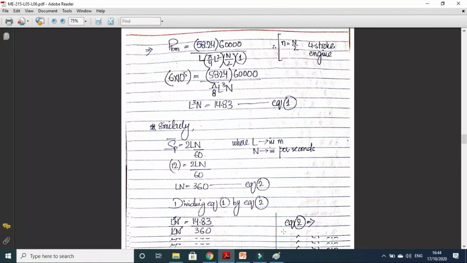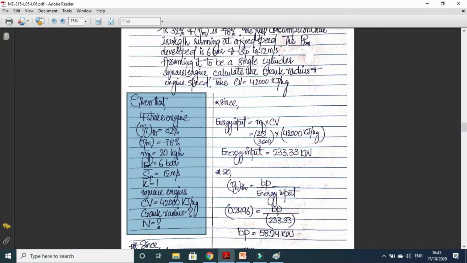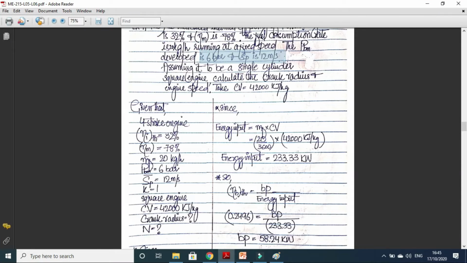K is also given. So we can actually find an equation because L is unknown and N is also unknown. So we can find an equation having two unknowns. Now we need to have another equation in terms of L and N. This thing we can find with the help of mean piston speed. So brake mean effective pressure and mean piston speed was given.